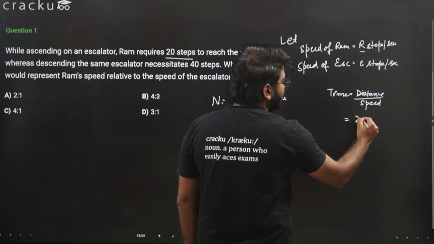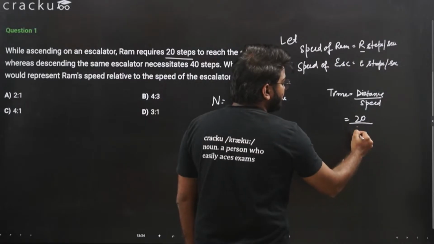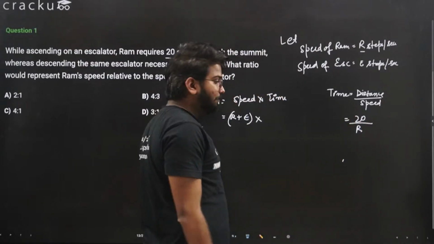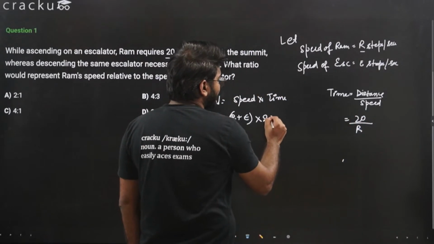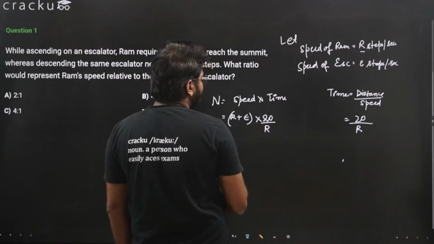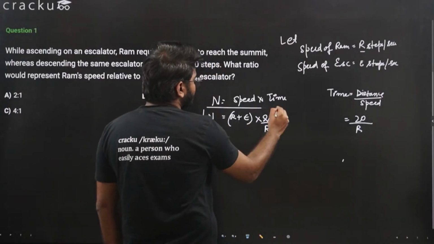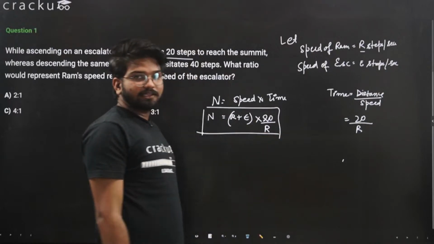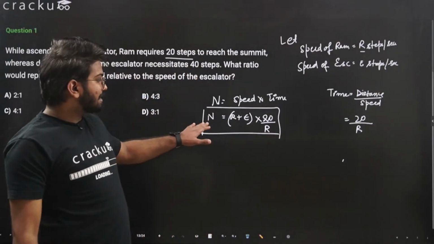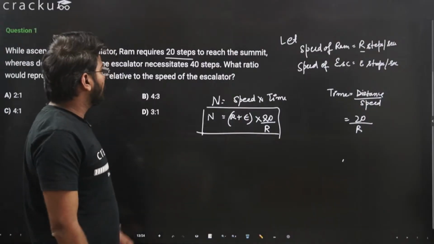Ram is covering 20 steps and Ram's speed is r. This is equal to time, so time is equal to 20 by r. These are the number of steps. We have not done anything new, it's just distance is equal to speed into time.